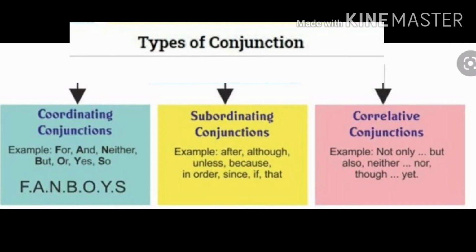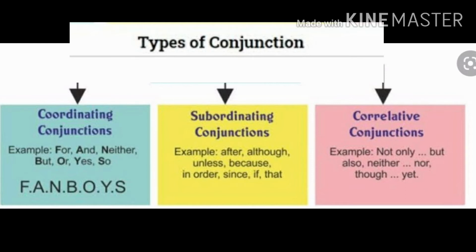Types of conjunction or kinds of conjunction. We have three types of conjunctions. First, coordinating conjunctions. Second, subordinating conjunctions. Third, correlative conjunctions. We will study in detail one by one. First, coordinating conjunctions. Examples of some coordinating conjunctions are for, and, nor, but, or, yet, so, etc.